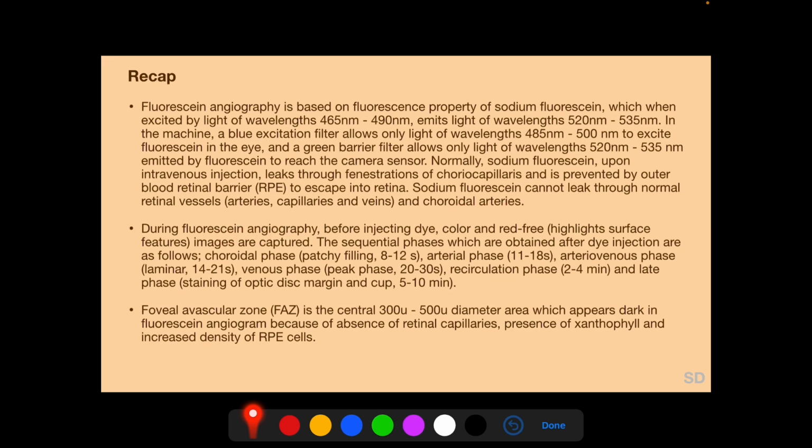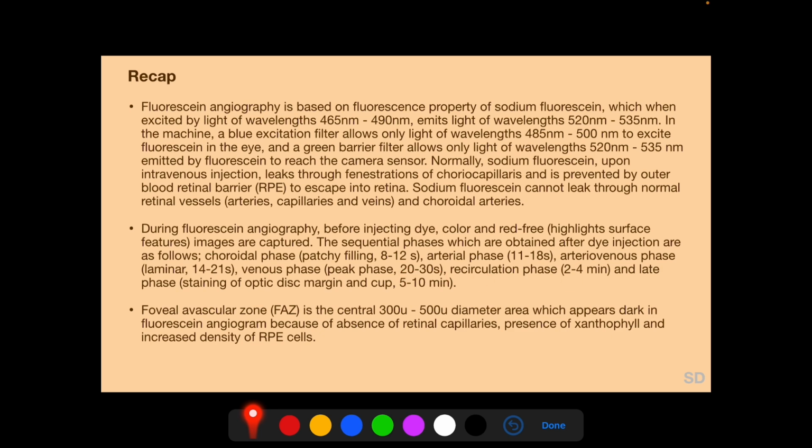During fluorescent angiography, before injecting the dye, color and red-free images are captured. Red-free images highlight surface features of the retina. The sequential phases which are obtained after dye injection are as follows. The choroidal or the pre-arterial phase, in which there is patchy filling of the choroid between 8 to 12 seconds after injection. The arterial phase, between 11 to 18 seconds after injection. Arteriovenous phase, in which there is laminar filling of the veins between 14 to 21 seconds. Venous phase or the peak phase, between 20 to 30 seconds.